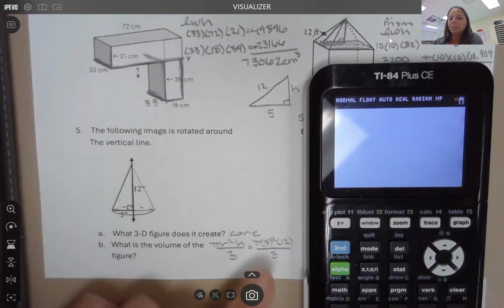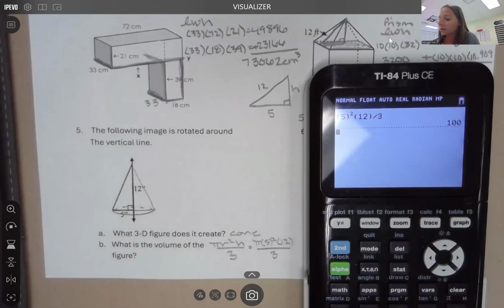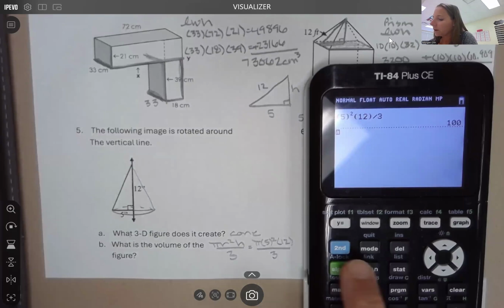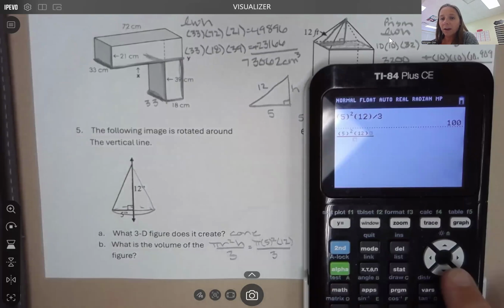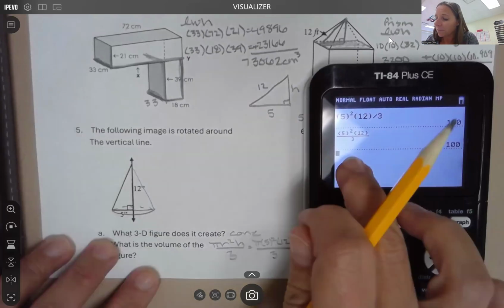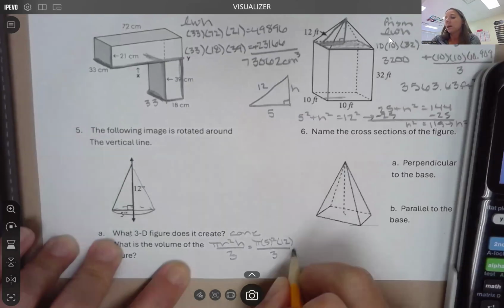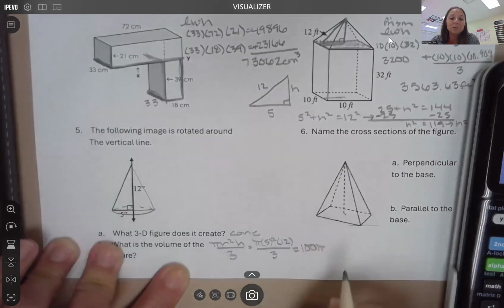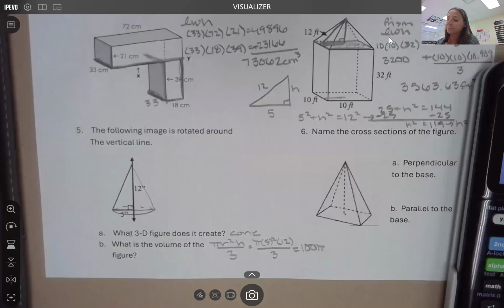Now, let me show you something else about these calculators. You can write it as a fraction. If you press alpha x, then type 5 squared, you can put 25 in there if you want, times 12, and then arrow down using these arrows right here, put 3 and press enter. We get the same thing, but it looks like a fraction. Here, I didn't put pi in my calculator, so I put it in my answer. It would be 100 pi, that's in terms of pi, so I leave pi in my answer.